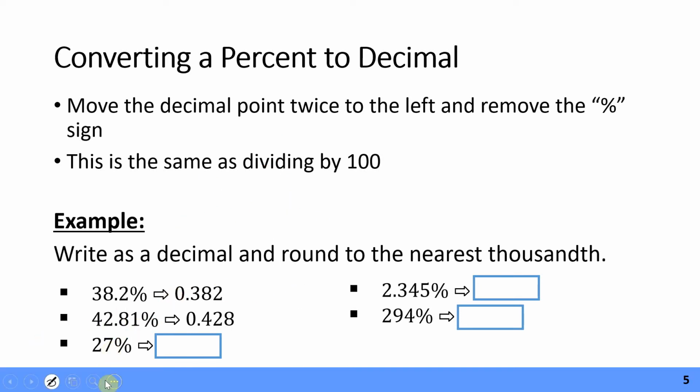Oh my goodness, look at the next one. When you do not have a decimal point, you're always going to assume it's right here next to the percent sign at the very end of the numbers. So first things first, don't panic. It doesn't have a decimal point. Add a decimal point and then just move it. We're going to move it twice. And we don't have a thousandths place in this case, so we just add a little 0 there.